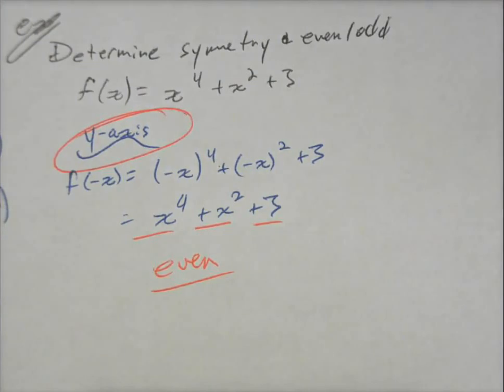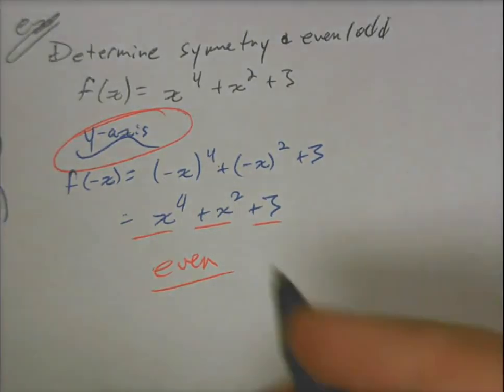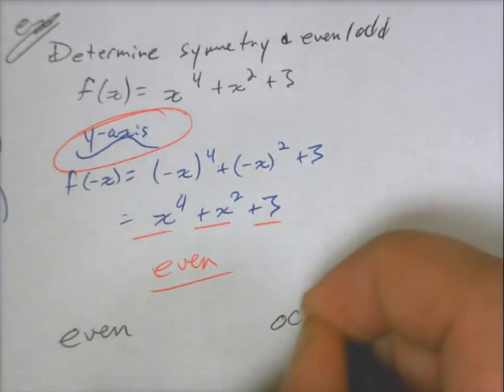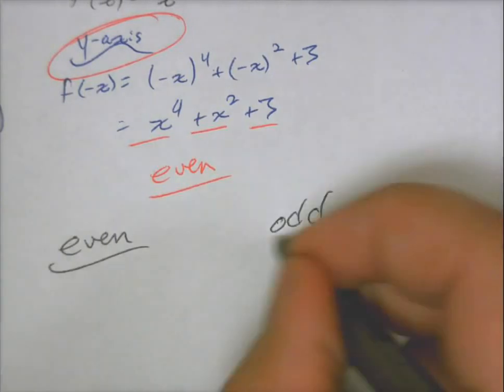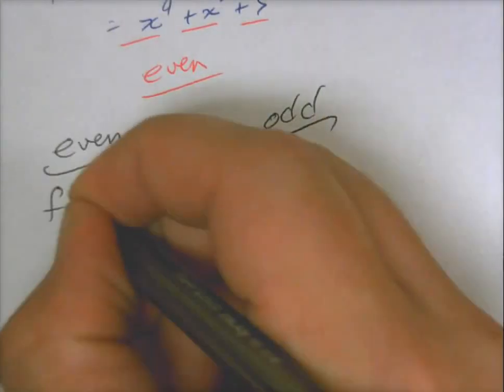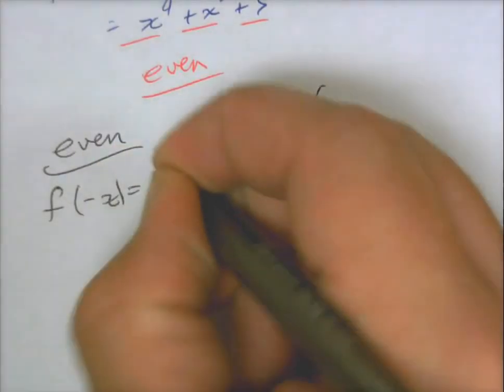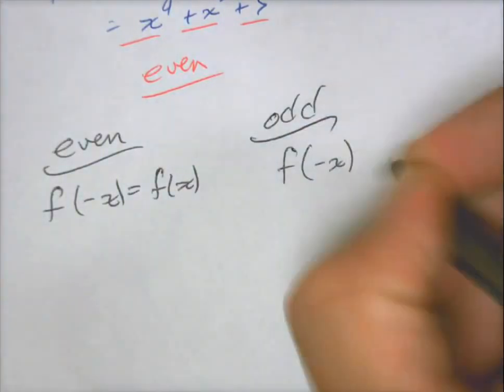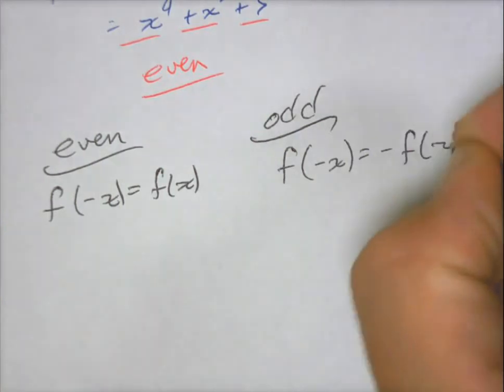Oh, sorry, I forgot to tell you I was going to do the definitions. Okay, for an even function, if you plug in negative x, it will come out as f of x. For an odd function, if you plug in negative x, it will come out as the negative function.